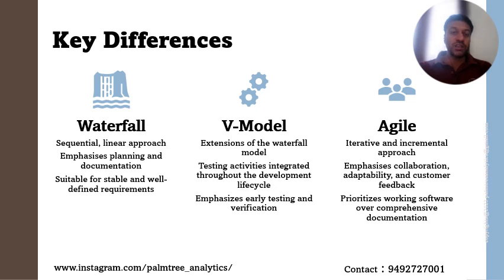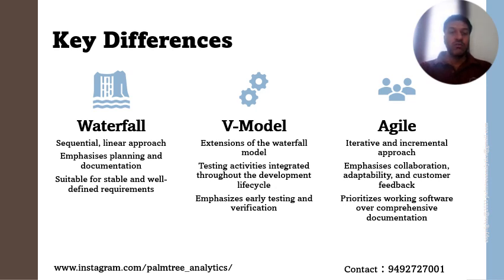Waterfall assigns strict roles to project team members with specific duties and responsibilities defined for each team member. V model also assigns roles to team members but allows for more collaboration between developers and testers. Agile empowers team members to collaborate on different aspects of the project over time, leading to a more self-organizing team structure.